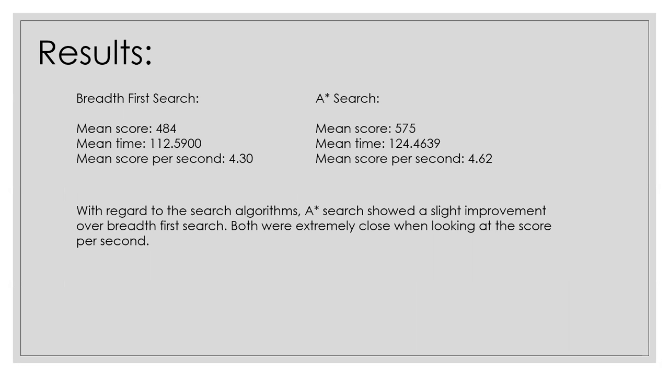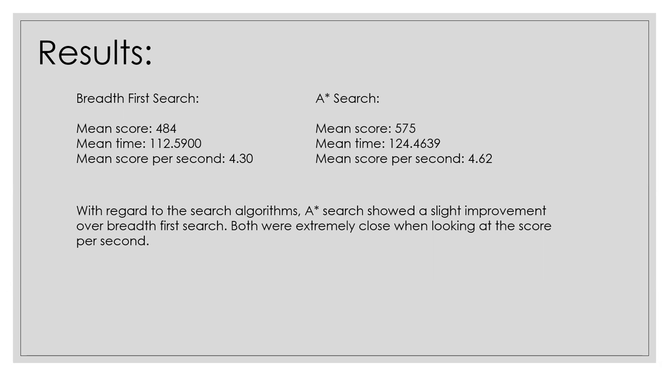The results for the breadth first search had roughly a mean score of about 484 with a mean time of about 112.59 seconds. And its mean score per second was about 4.3 points a second, which ended up being a pretty good score. A star, the mean score was 575, a little bit better. The mean time was 124 seconds, which was a little bit longer. And the mean score per second was definitely better than the breadth first search.